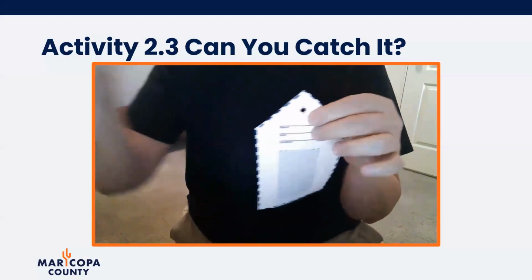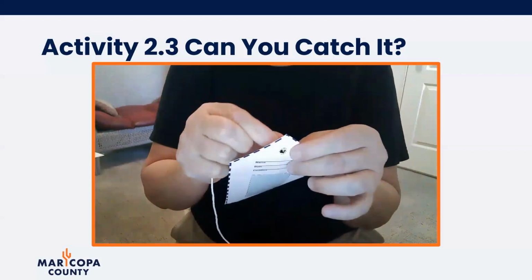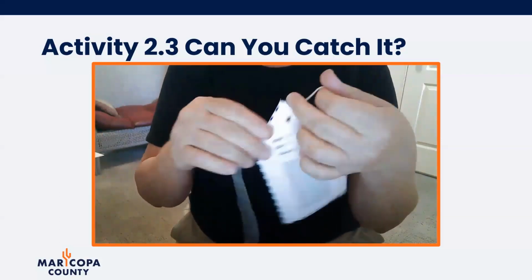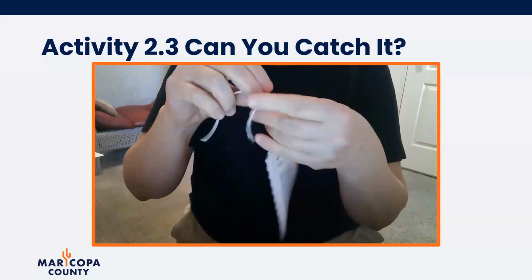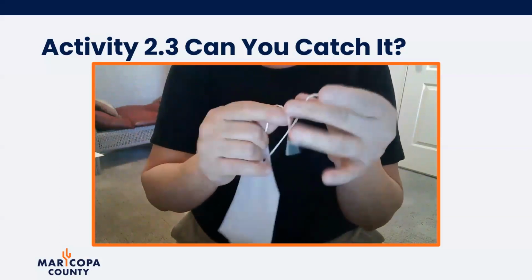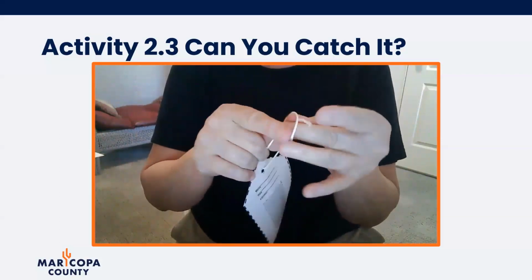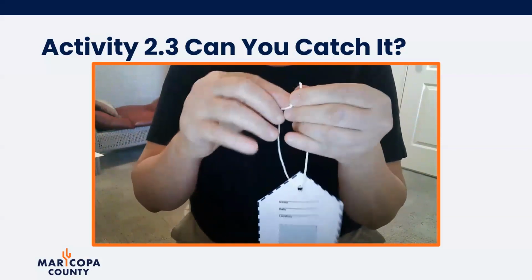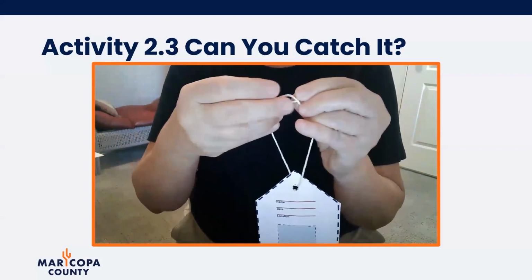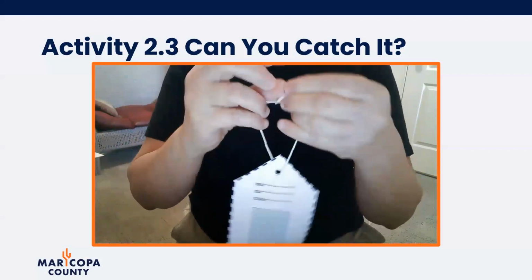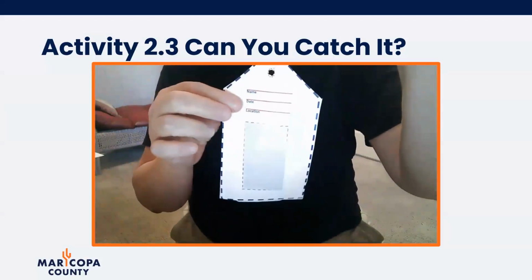Finally, take that string and you want to thread it through the hole at the top, like so, and then tie the two ends together. You get that even. Tie the two ends together in a knot, and this will form a hanging loop so that you can hang it up.